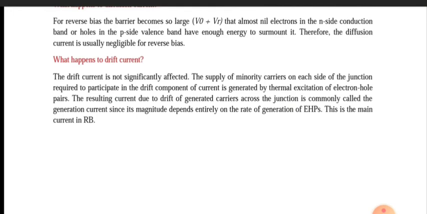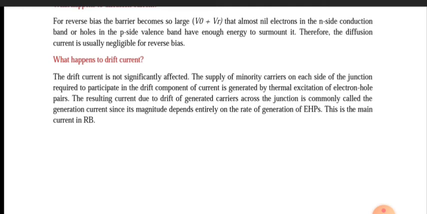For reverse bias, the barrier becomes so large, VO plus VR, that almost no electrons in the N side conduction band or holes in the P side valence band have enough energy to surmount the barrier. Surmount means cross the junction. Therefore, the diffusion current is usually negligible for reverse bias.